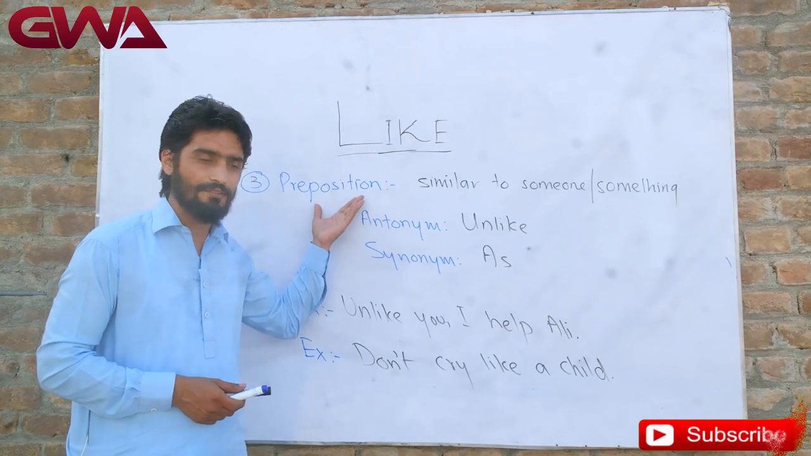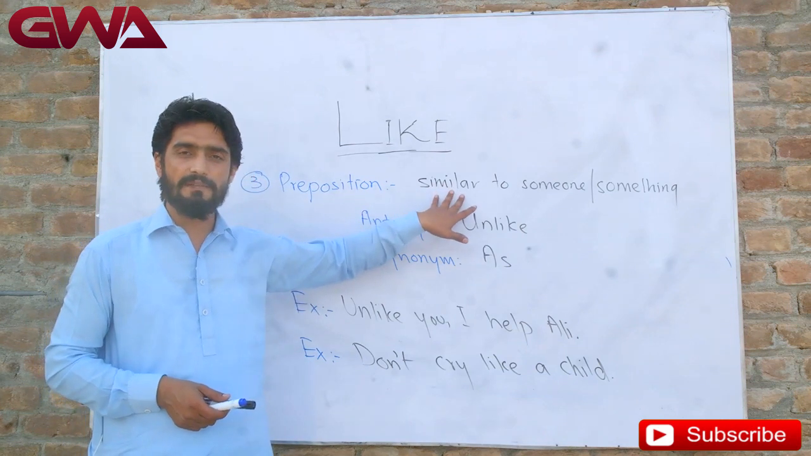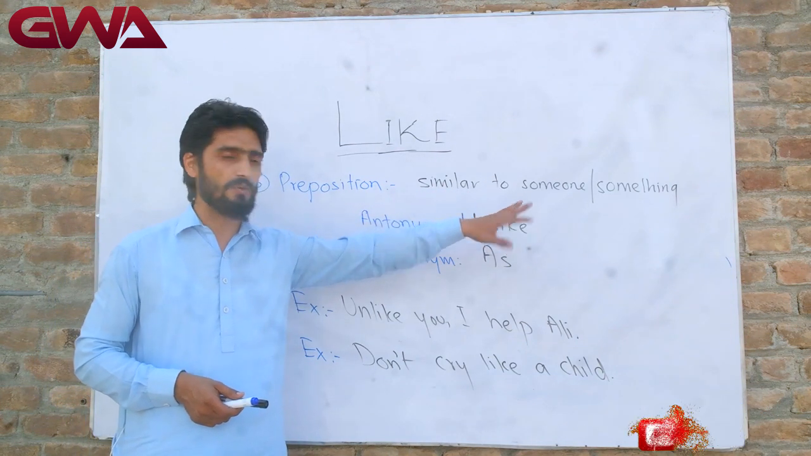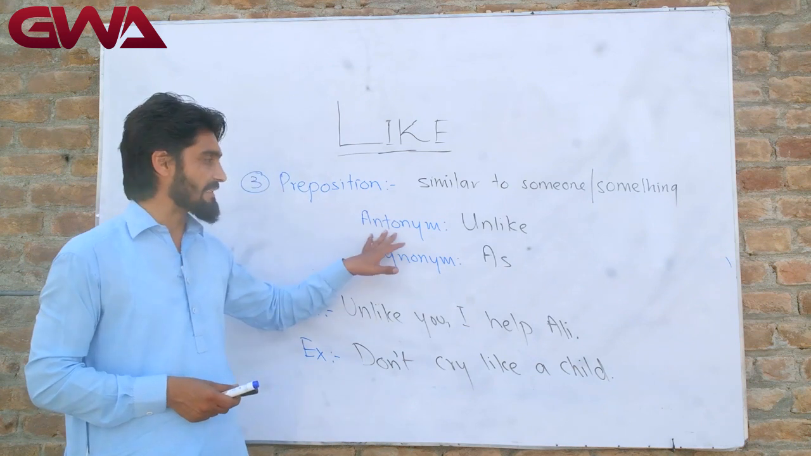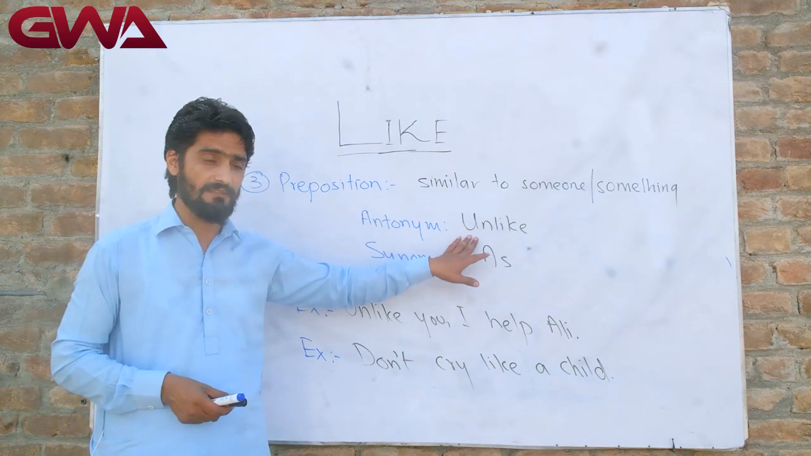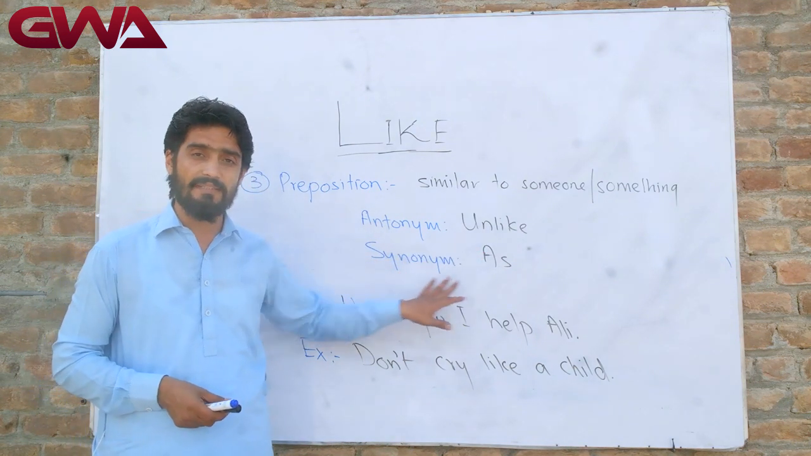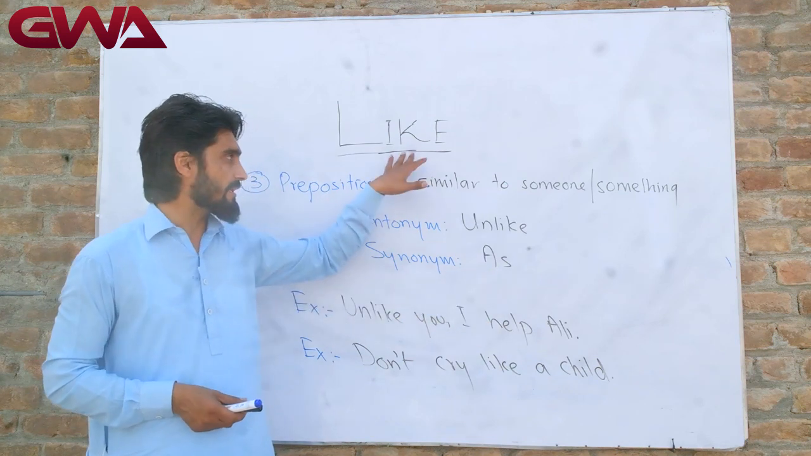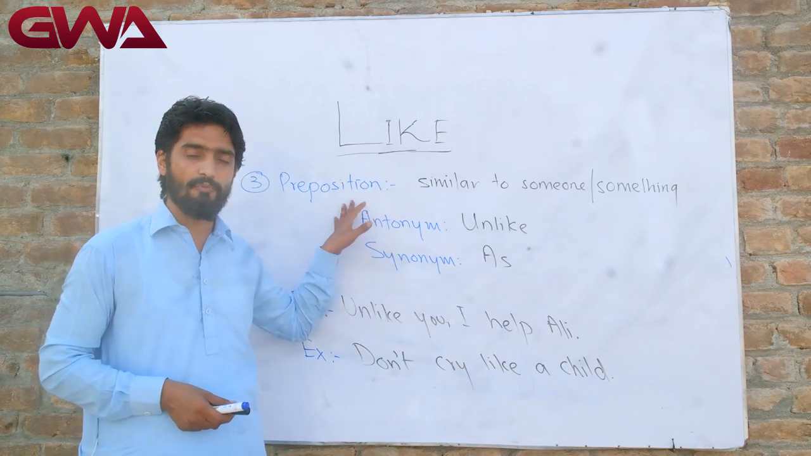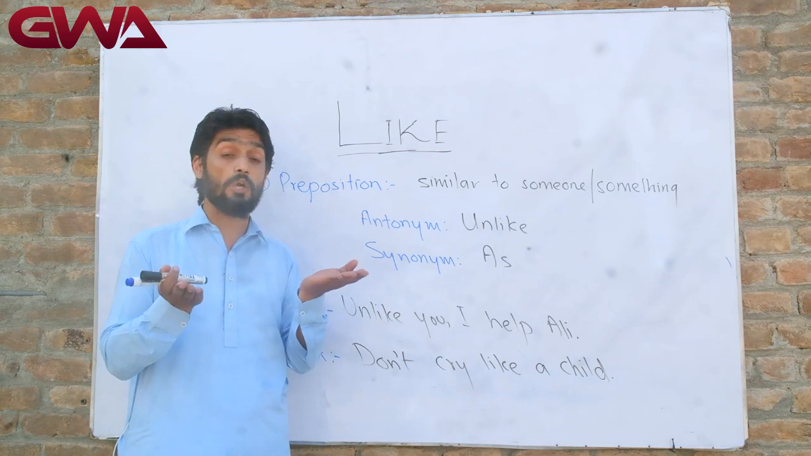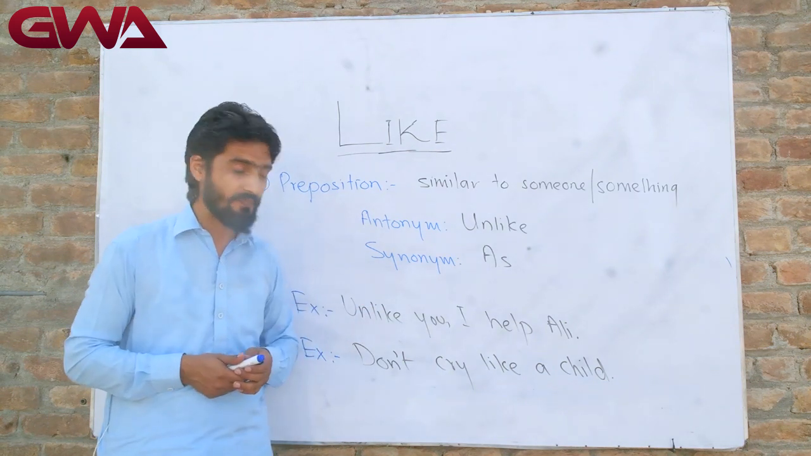As a preposition. As a preposition, it means similar to someone or something. Its antonym is unlike. Its synonym is as. We use like as a preposition when we show similarity or analogy between two things.